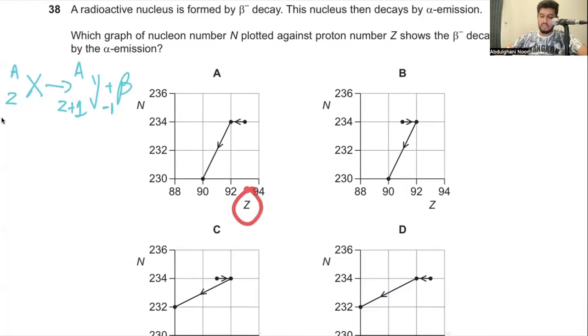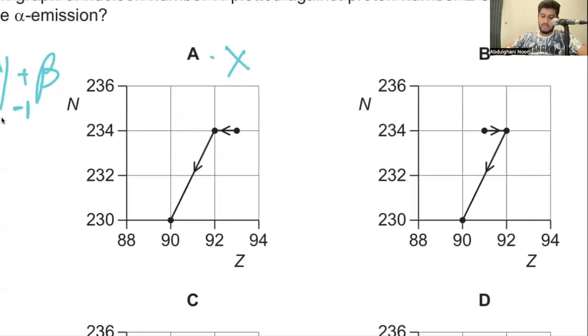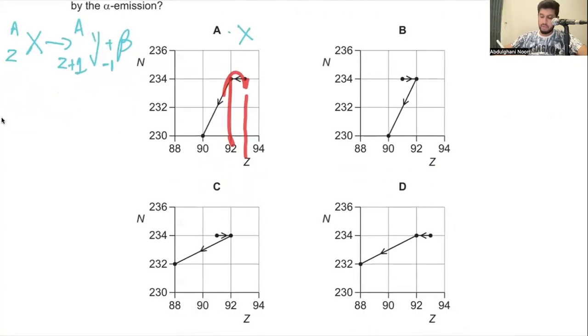So in which does z change by +1, not in A? A में ये 93 से 92 हो गया, decreases by 1. D में ये 93 से 92 हो गया, decreases by 1. So A and D are eliminated. It could either be C or it could be B. It's one of these two.